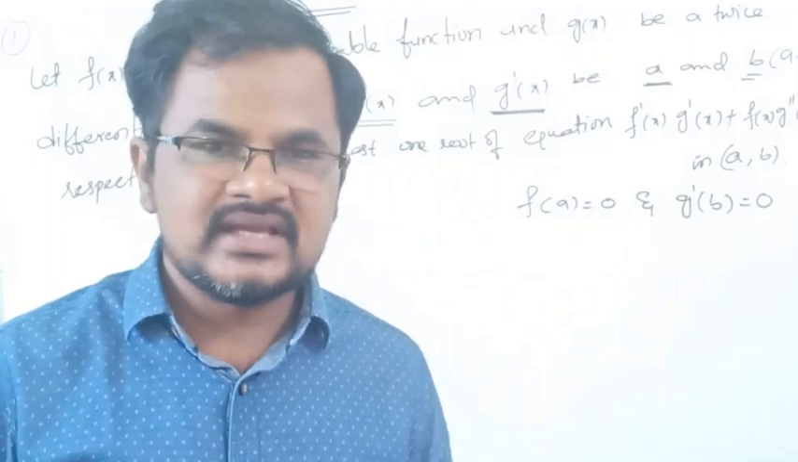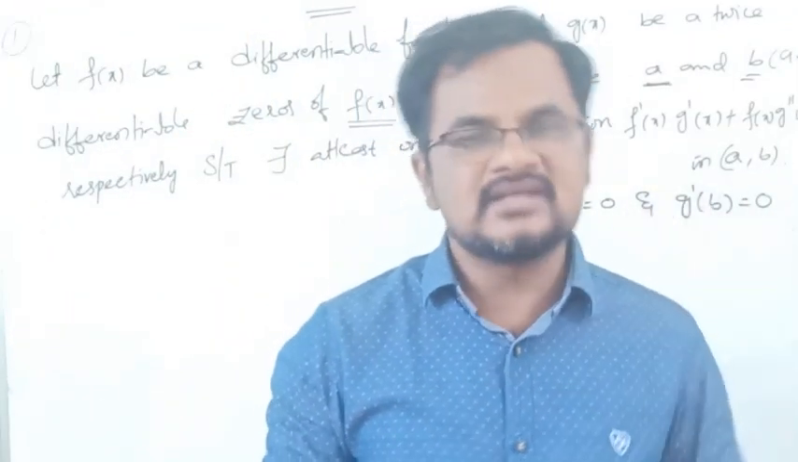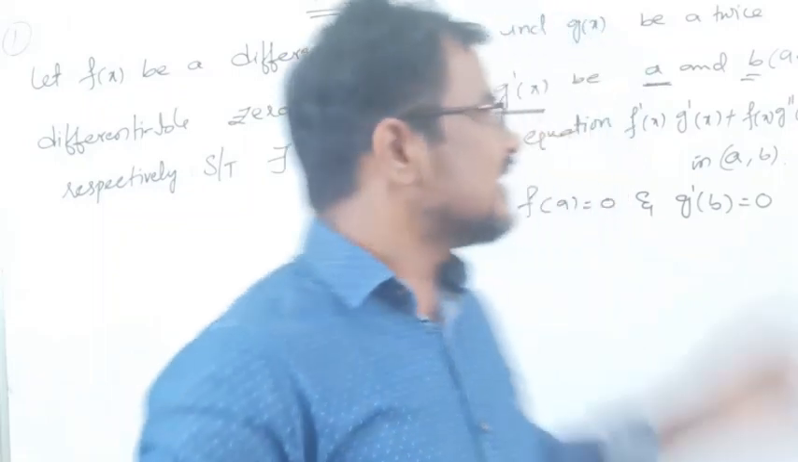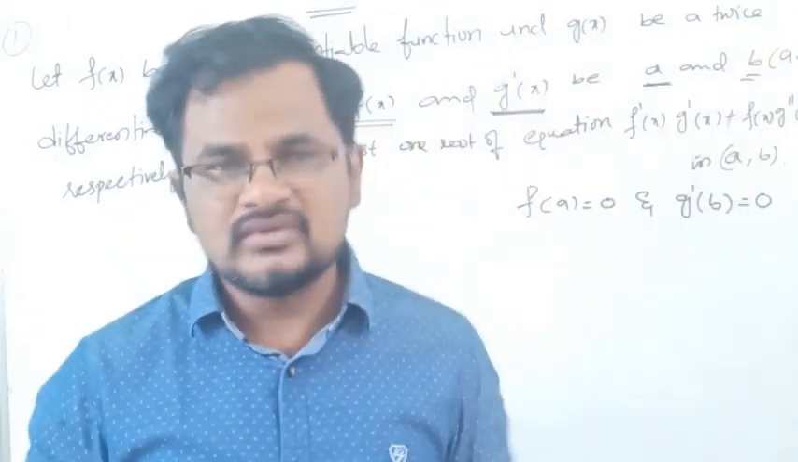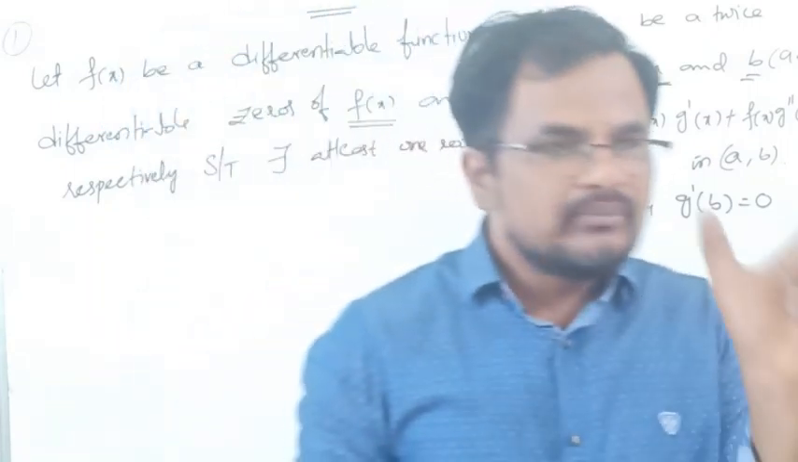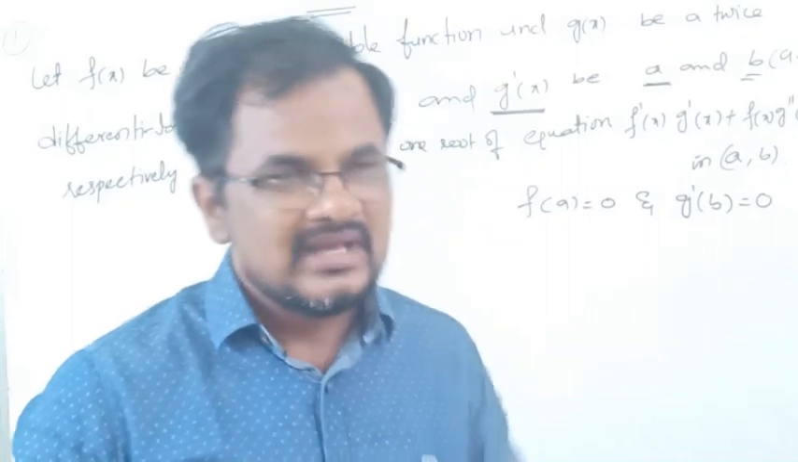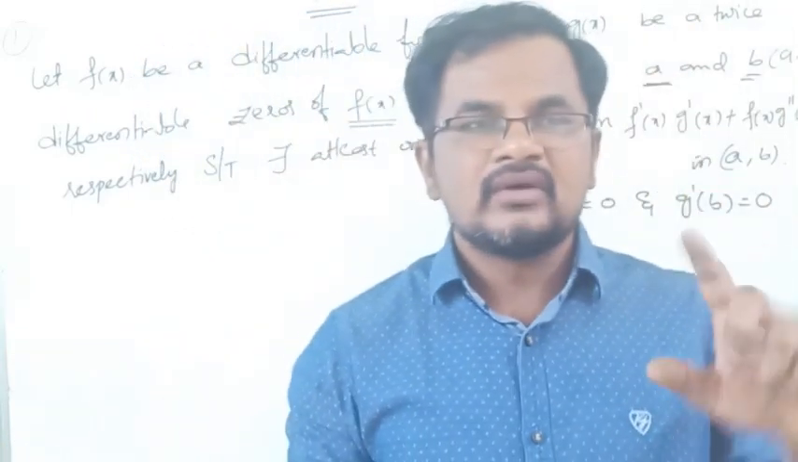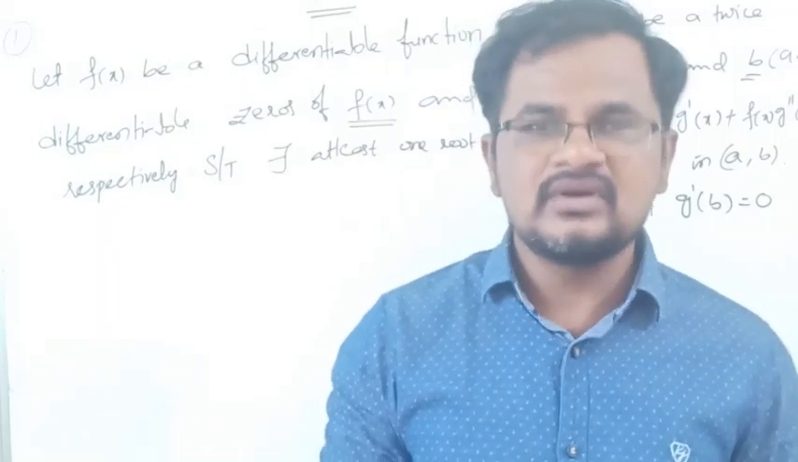Rolle's theorem says, if any function satisfies the three conditions of Rolle's theorem, then there exists at least one root of the equation f dash x equal to 0. And also between any two roots of the equation f of x equal to 0, there exists at least one root of the equation f dash x equal to 0.